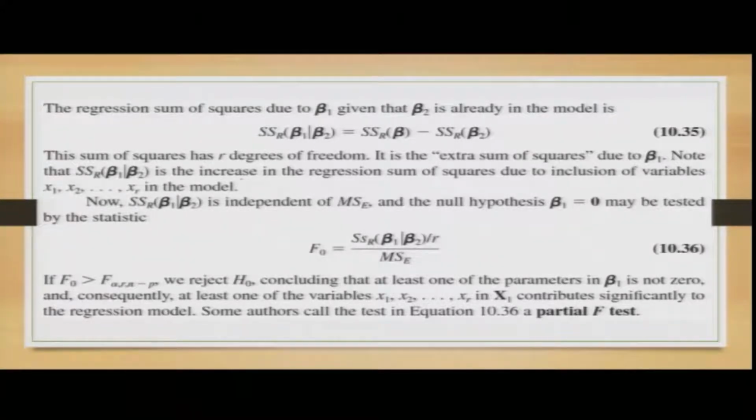So, that means, in one case I am considering they are added to the model, and then what is the increase in the sum of the squares, in another case I am excluding them. Now, the sum of the squares of beta 1 given beta 2 is independent of the mean squares, and thus the null hypothesis where beta 1 is equal to 0 may be tested by the F statistic given by the sum of the squares of beta 1 given beta 2 divided by its degrees of freedom, divided by the mean square for the errors.